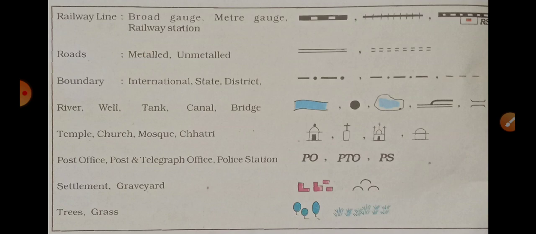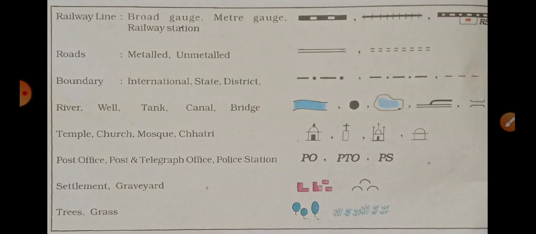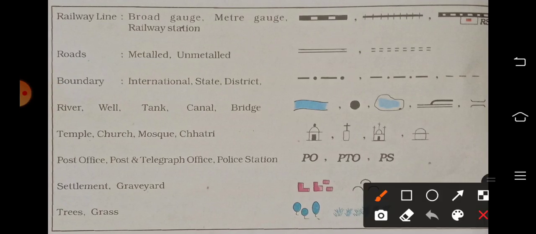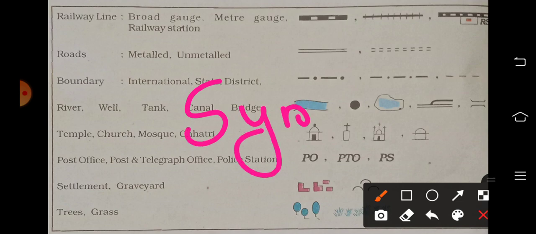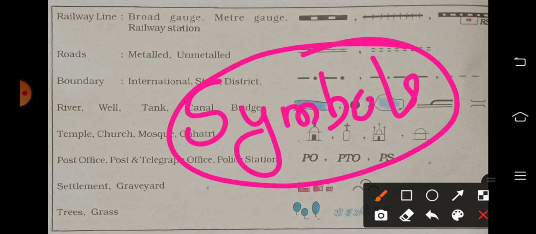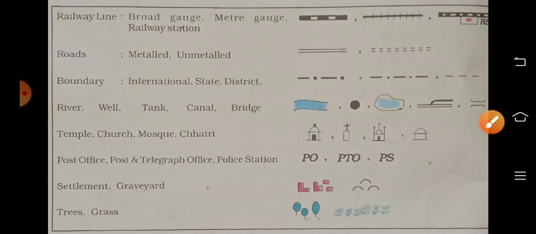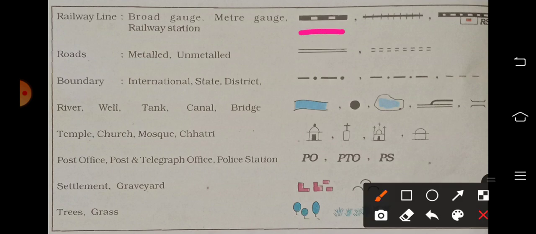So with the help of these signs and symbols, we are doing this. They are known as conventional symbols. So here you can see some symbols. Railway lines are shown with the help of black and white lines. This is broad gauge. Then here you can see meter gauge. Then you can see the railway station. It is written as RS.